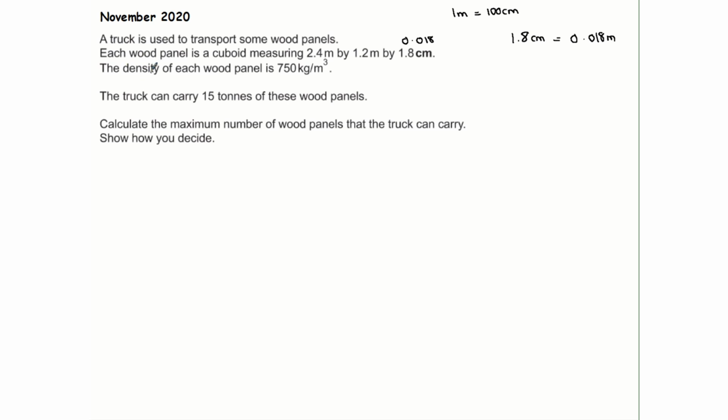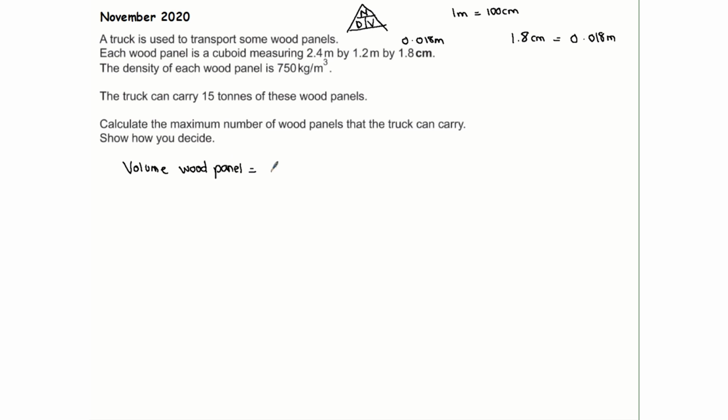Now, because we've got density in the question, I'm going to do what I've done previously, and draw my triangle. So I've got M, D, V. I haven't at the moment got anything linking to volume other than the fact I've been told I've got a cuboid and it's 2.4 by 1.2 times 0.018 metres. So before I do anything else, I'm going to calculate the volume of a wood panel.